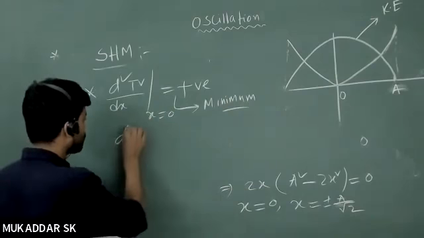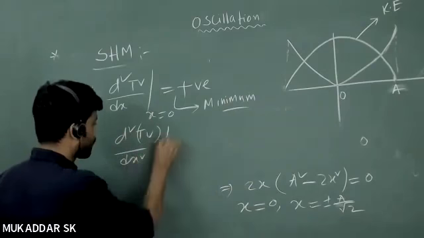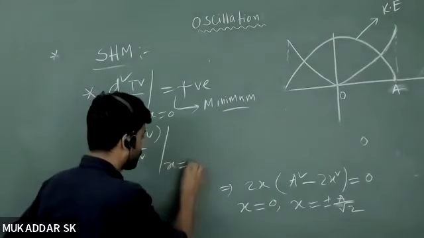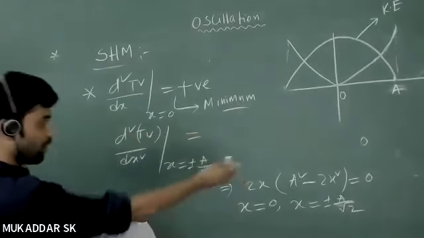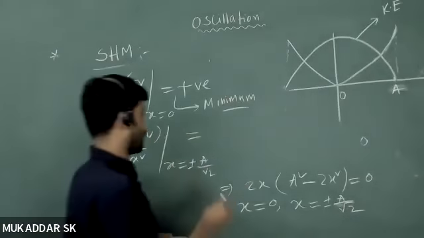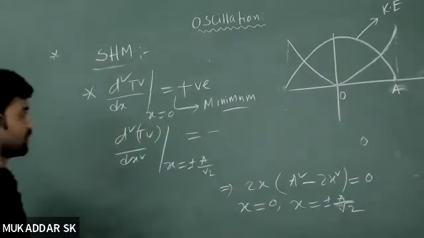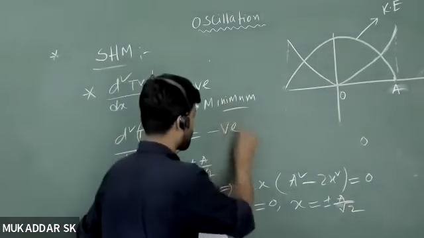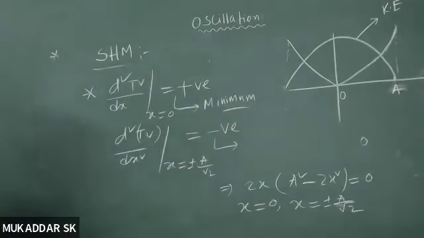If you put x equals plus minus a by root 2 in del square TV by del x square, you can check from this equation. I'm giving you hints, you can do it very simply. The calculation is there, you will get a negative value. It means at this point, the function will have a maximum value.